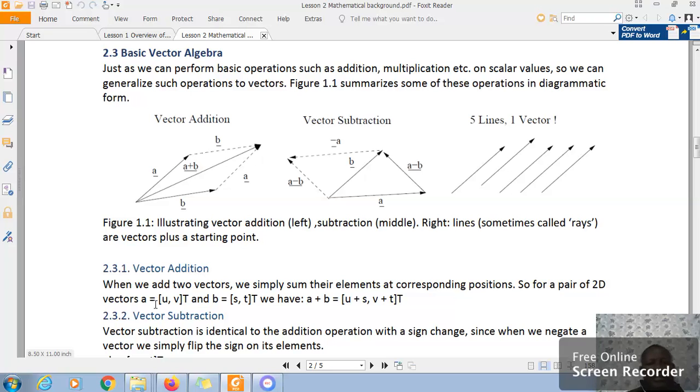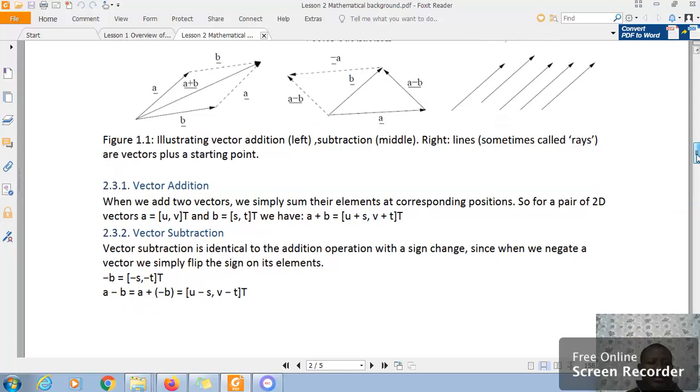So when you add two vectors, we simply sum their elements at corresponding positions. So for a pair of 2D vectors, let's say A and B, where A has U and V and B has values S and T, we have A plus B, which are two vectors being added, equal to adding the elements U and S, V plus T. In other words, adding the elements at corresponding positions.